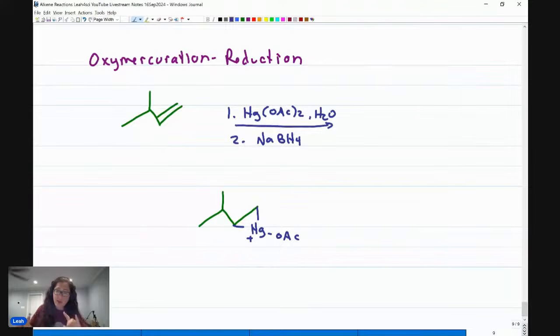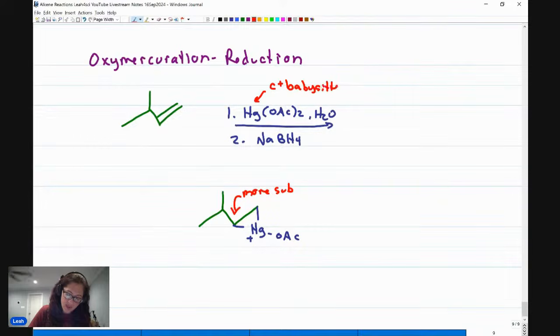So just like we saw with halohydrin formation, where we had no carbocation but we still had that positive charge that directed the incoming group, this is going to get the nucleophile ultimately coming in at the more substituted carbon. But because we have no carbocation, we have no carbocation rearrangement. And that's why I call the mercury reaction the carbocation babysitter.